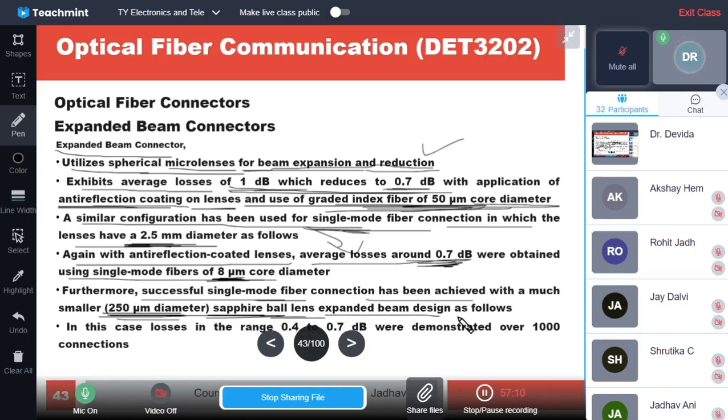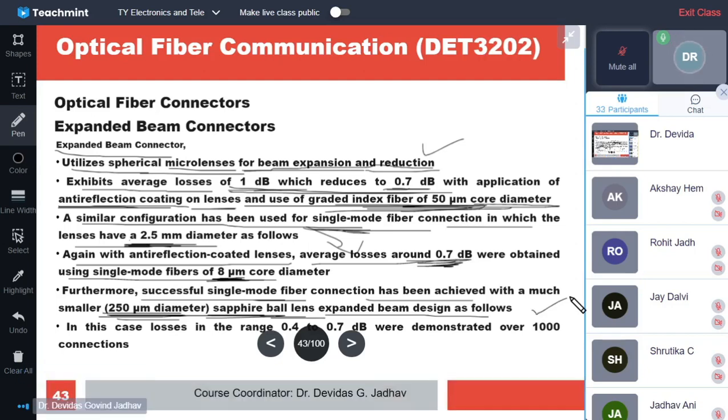And the expanded beam design has the following details. In this case, the losses range from 0.4 to 0.7 dB over 1000 connections. Okay, maybe ribbons or like that. The losses are 0.4 to 0.7 dB.